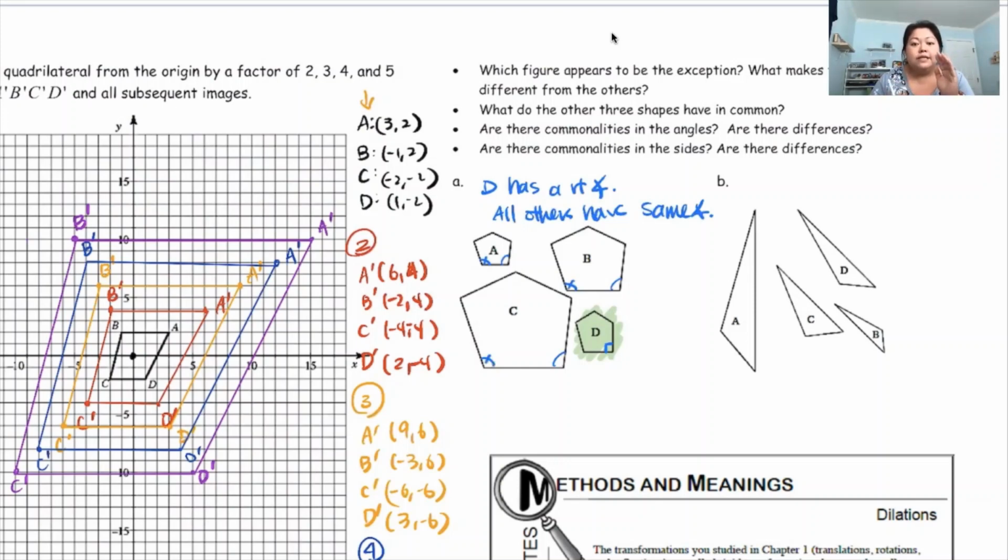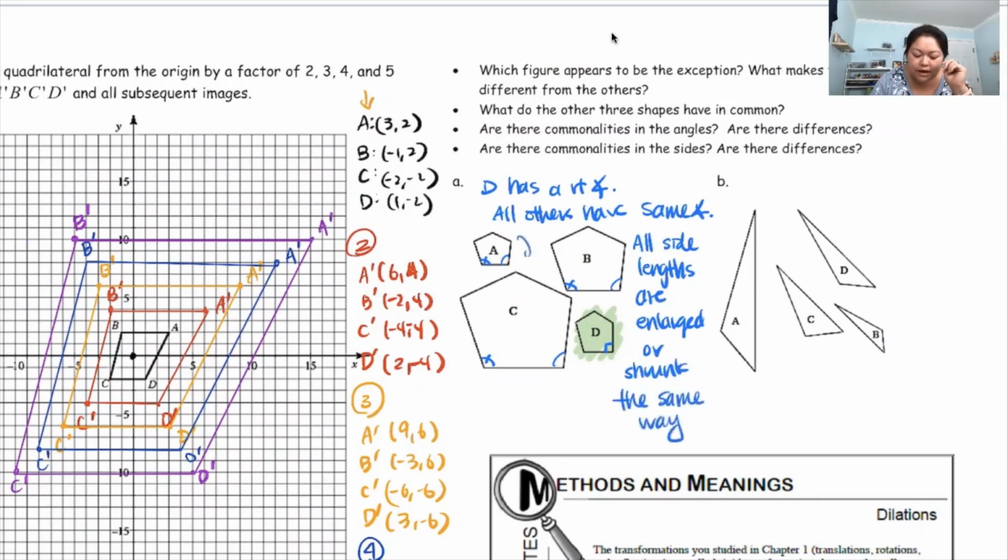So the only difference is the side. So all side lengths are enlarged or shrunk the same way. Meaning that to go from A to C, however bigger I made one side, I'm going to make all the other sides the same size bigger. So if it's 3 times bigger, all the other sides are 3 times bigger. If it's smaller, all the other sides are 3 times smaller, right? So it's enlarged and shrunken the same way.